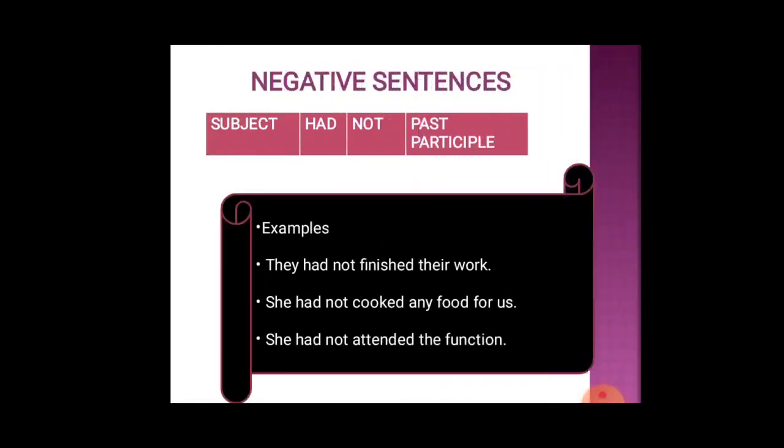Now let's see negative sentences. Here subject comes first, then had, then not, and then past participle. For example, they had not finished their work. She had not cooked any food for us. She had not attended the function.